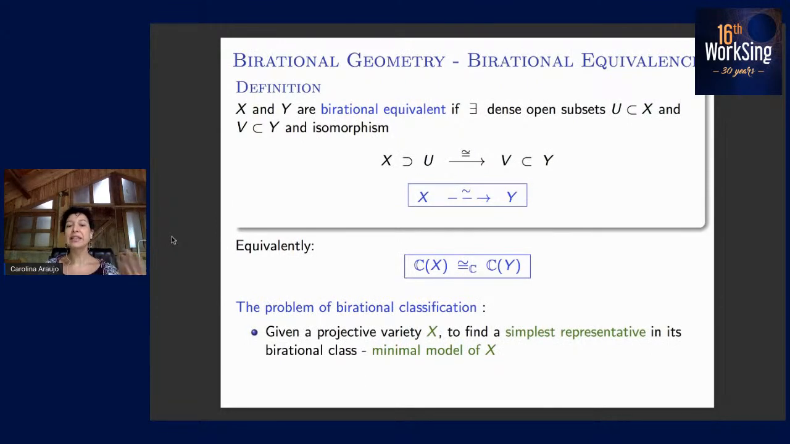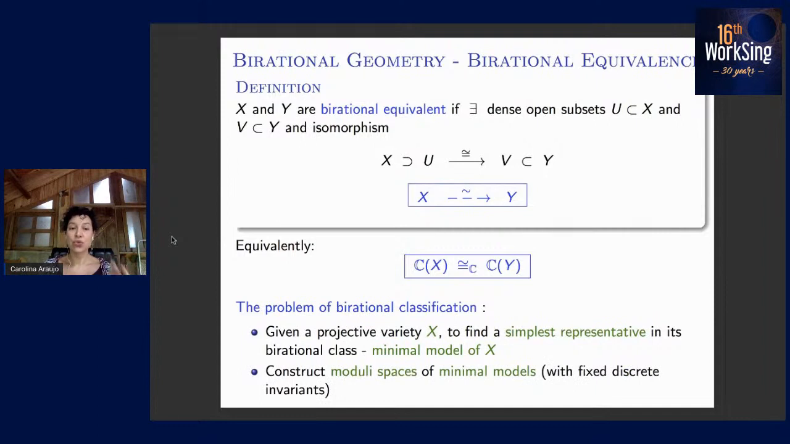And now in higher dimensions, the problem of birational classification can be summarized as follows. There are two steps. The first step is, given a projective variety, we would like to find a simplest representative in its birational class. We usually call this a minimal model of X. And then we want to construct moduli spaces of minimal models once we fix some discrete invariant. So these are the two main steps of the birational classification problem. And I will now concentrate on the first problem, the problem of finding a minimal model in a given birational class.